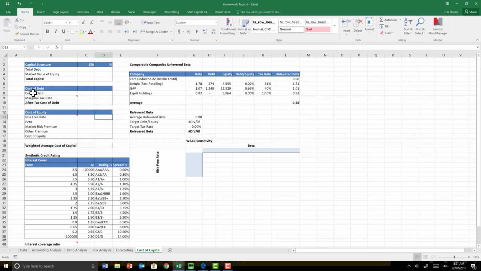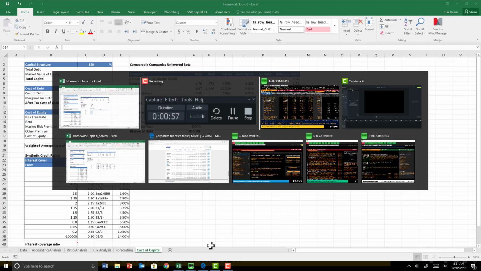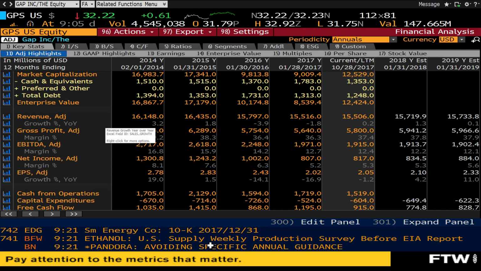So we're going to be looking at how do we figure out the cost of debt, how do we figure out the beta, the risk-free rate, the market premium, and so on. Probably the most important part for this week is really the beta. And again, beta is something you would have covered in maybe your fundamentals of finance class or even some other classes as well.